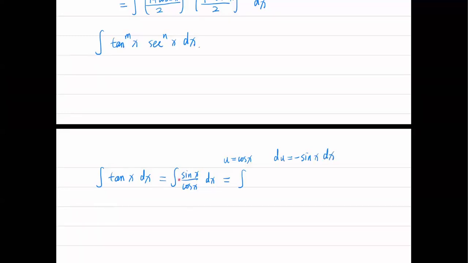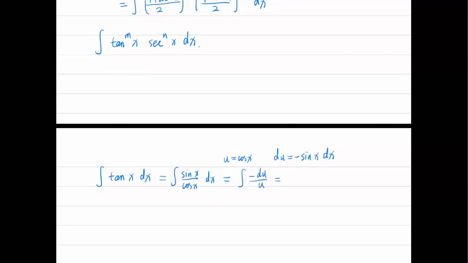Okay, so here we have sine x dx. We're missing the negative sign. We'll put a negative sign over there. It will be negative du over u. Okay, Sophia, how do you integrate this integral? Negative 1 over u du. And the integral of 1 over u, how do you integrate this?